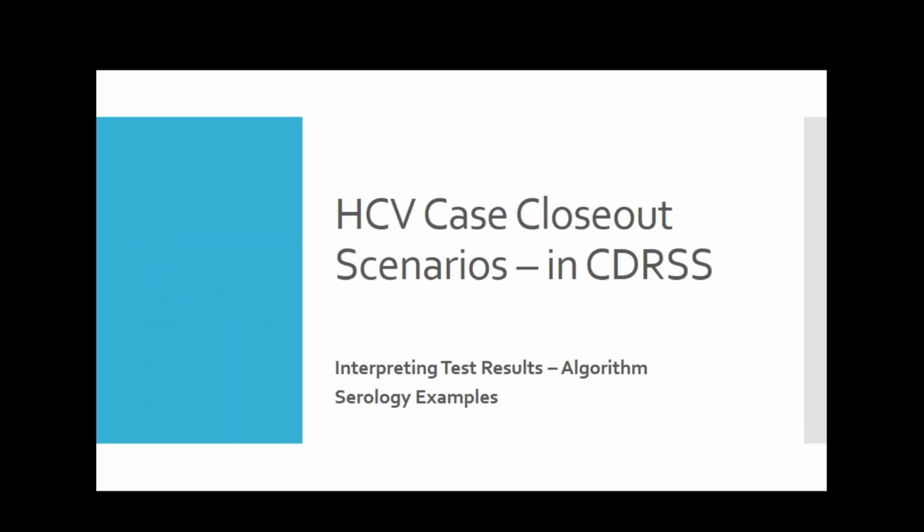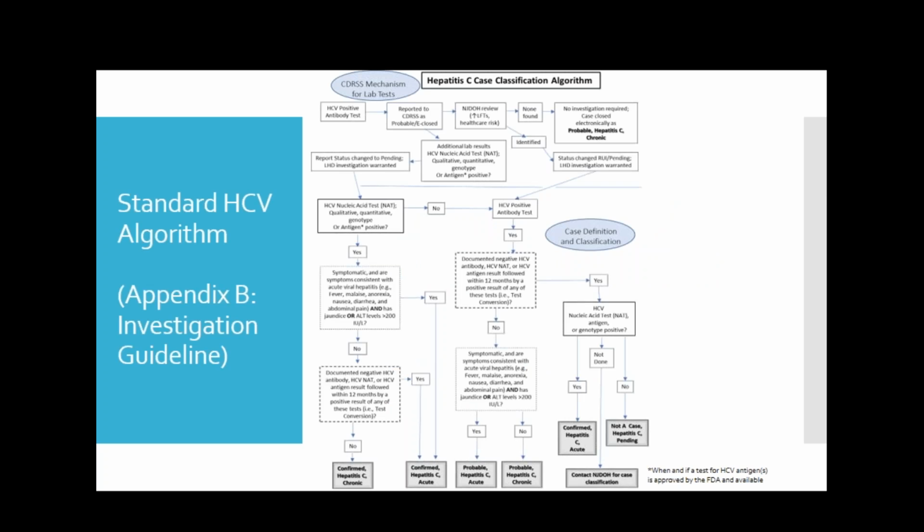Now we're going to look at some HCV case closeout scenarios in CDRSS. How do we interpret test results? We look at the new algorithm, and we'll also look at serology examples. So this here is the standard HCV algorithm, and it's Appendix B in the investigation guidelines. So if you have a copy of the guideline, you could take a look at it right now.